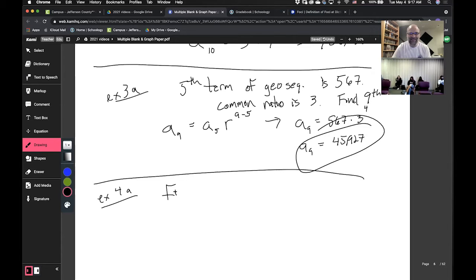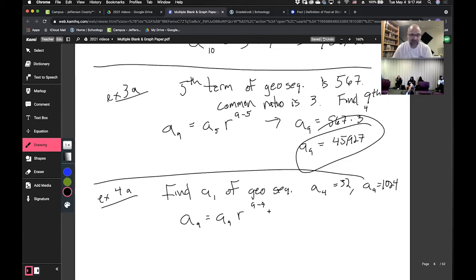So find A1, so the first term of the geometric sequence. And we know that the fourth term is 32, and the ninth term is 1024. Okay. So first step, we could figure out our R value. Well, we could plug it into the same thing we did, so we know that A of 9 is going to be A of 4 times R to the 9 minus 4. Okay? So let's simplify that.